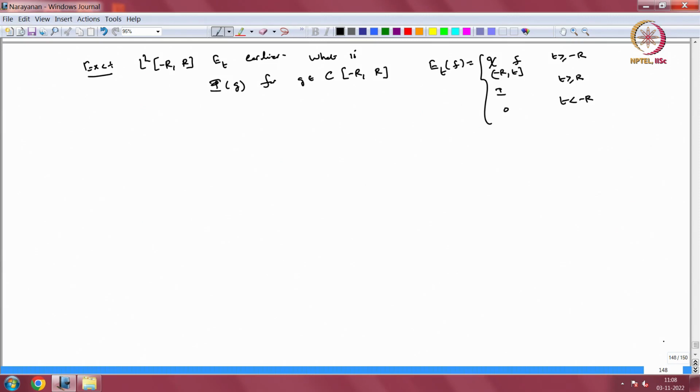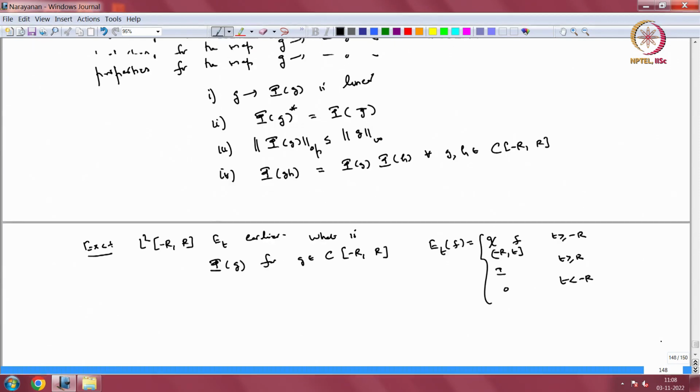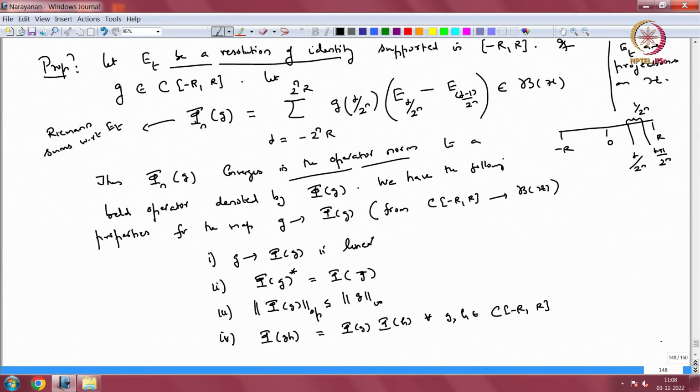For any continuous function on minus r to r, that is the support of the resolution of identity, it is possible to form these Riemann sums using the resolution of identity and then prove that their limit exists. Okay. So, consider it to be the integral of your continuous function with respect to the resolution of identity. So, let us try to prove that. Okay. So, let us start. So, let us quickly look at the statement again.